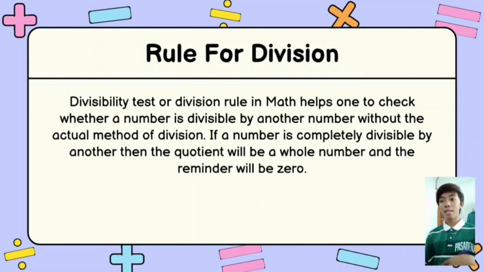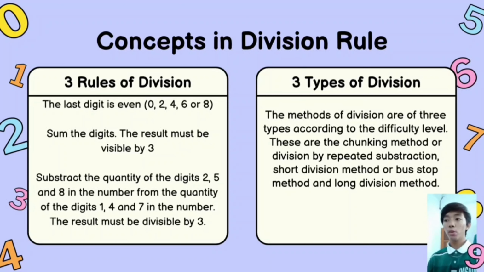Rule for division. Basically, a divisibility test or division rule in math helps one to check whether a number is divisible by another number without the actual method of division. If a number is completely divisible by another, then the quotient will be a whole number and the remainder will be zero. Basically, there are two concepts in division rule. First of all is the rules of division, and the other is the types of division.